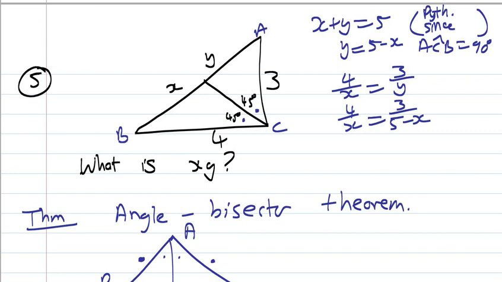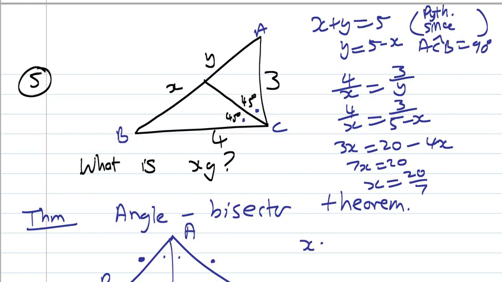And so how do we solve this? This is a primary school problem. You cross multiply. So you get 3x is 20 minus 4x. So you get 7x is 20. So x is 20 over 7. Who can tell me what is y? So y is what over 7? Any takers? Yes, Ms. Chatterjee, good stuff.